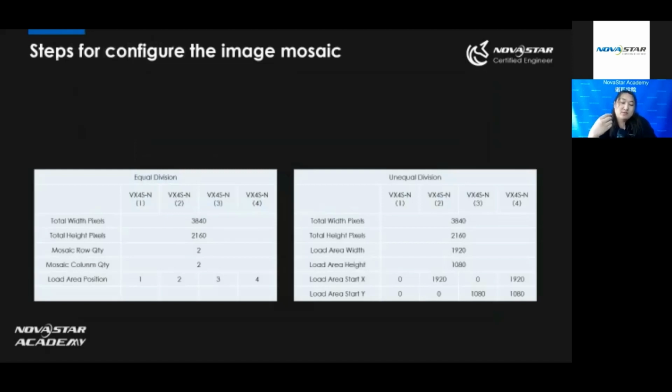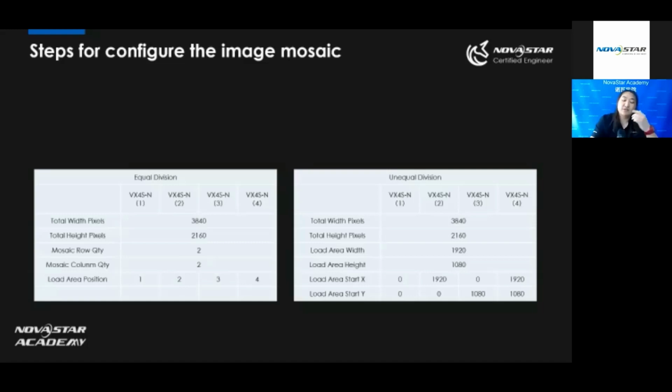We also saw that you've got equal division and unequal division, right? So what is equal division? For example, we are trying to do the real 4K screen here, and we divided it 2 by 2. It just got the cross here, 2 by 2, with all the same divisions and also the same pixels. So we choose the equal division.